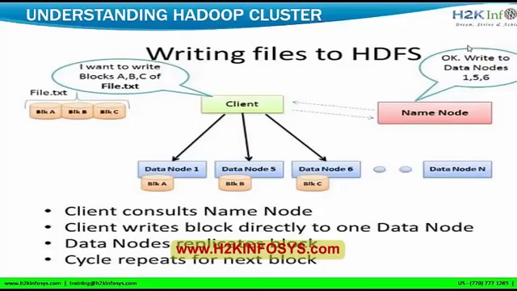So the name node will say, okay, write block A to data node 1, write block B to data node 5, and write block C to data node 6. Then the client will actually write the data into data nodes. He will write the first block A into data node 1, and see whether it is being written properly or not. Again he will write block A to different data nodes, because the name node has told him to write those blocks 3 times, since he has given the replication factor as 3.